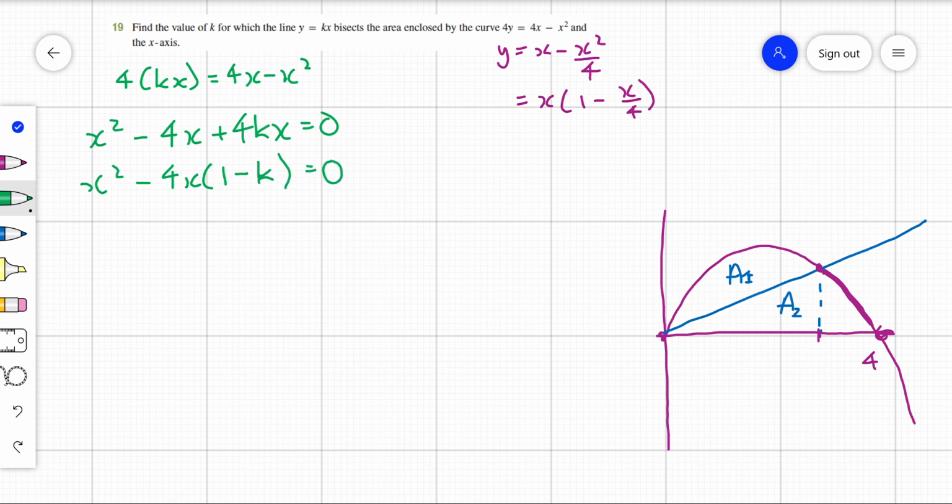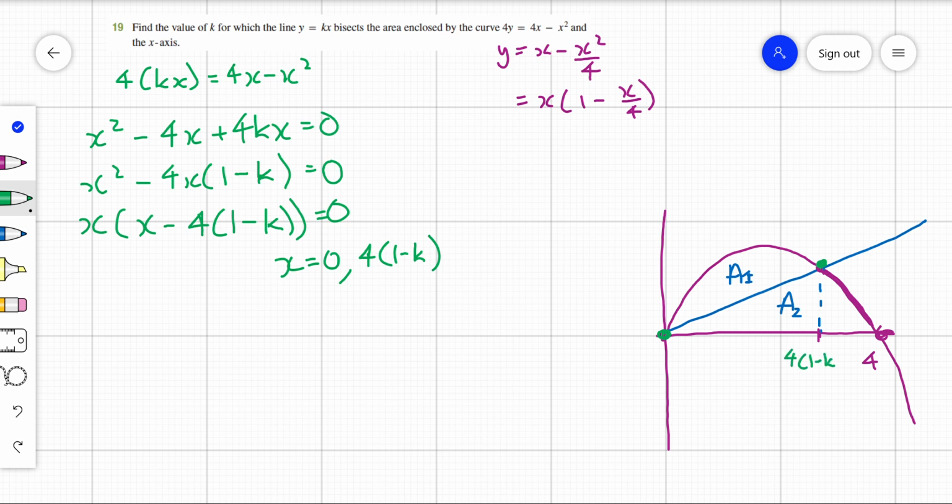Alright, so let me just factorize by that x, and you can see that's going to equal 0 when x equals 0, or x equals 4 lots of 1 minus k's. Alright, well that makes sense because here they do intercept at that point and they also intercept at this point. So this x value here is 4 lots of 1 minus k's.